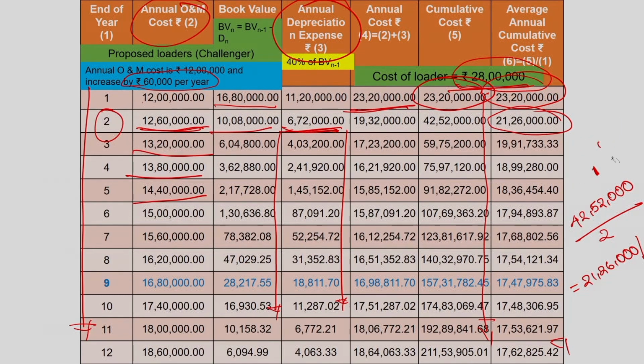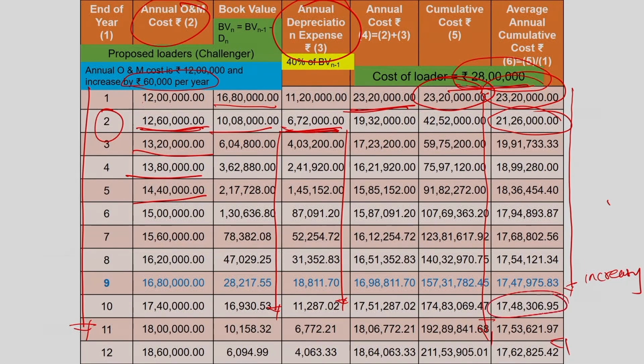Okay. So the same way you can see the trend here. Here also, initially the cost is high, then it starts reducing, it reaches a minimum point here, after that it starts increasing. Okay. You can see it is increasing. So basically here the economic life of the machine is the 9th year for the proposed loader, because the cost is minimum in the 9th year. Okay.